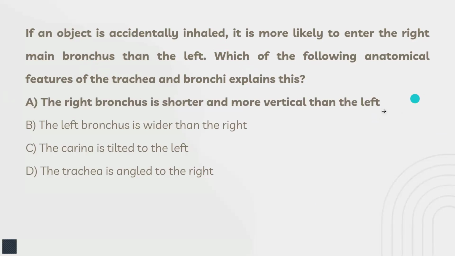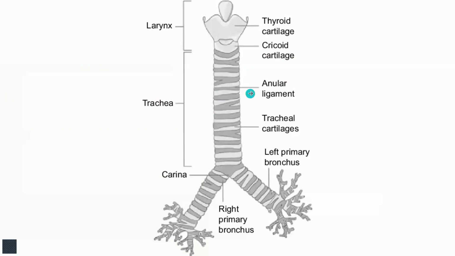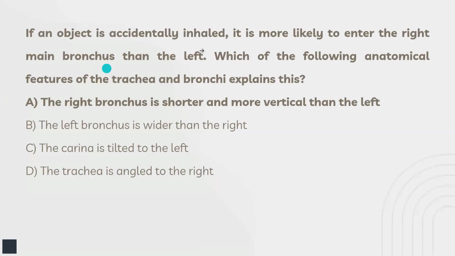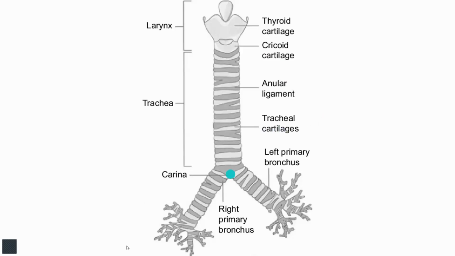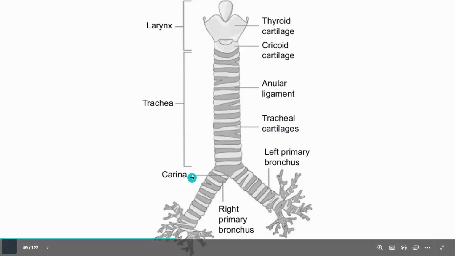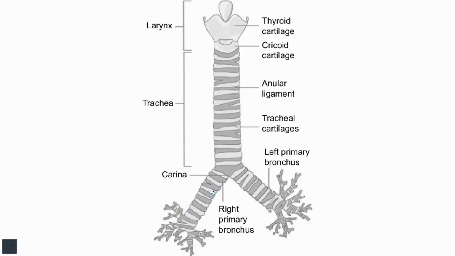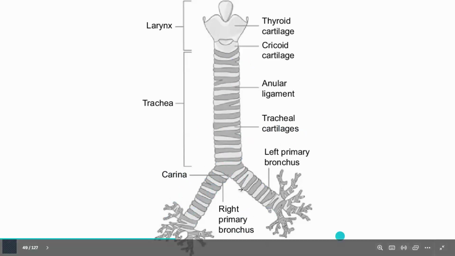Answer is A. Okay, so if an object is accidentally inhaled, it's more likely to enter the right main bronchus. Why? Because it's shorter and more vertical. Okay, why is that relevant? If it's shorter, it has a shorter distance to travel, so it's easier to get lodged, firstly. And secondly, if it's more vertical, it's easier for it to fall into the right main bronchus than if it was more horizontal, like the left main bronchus.